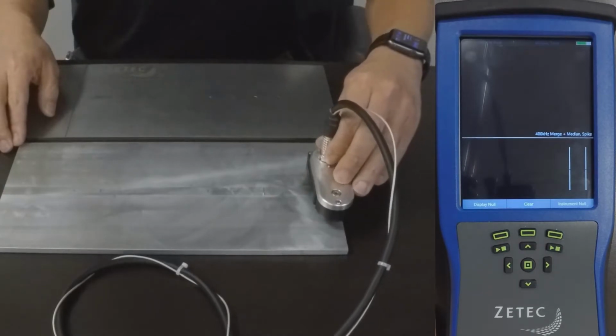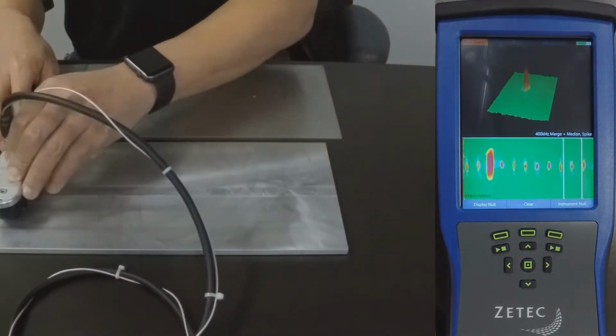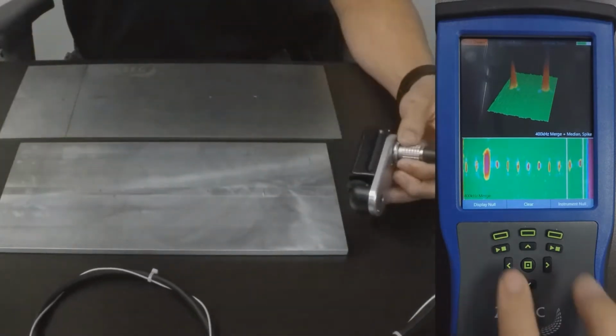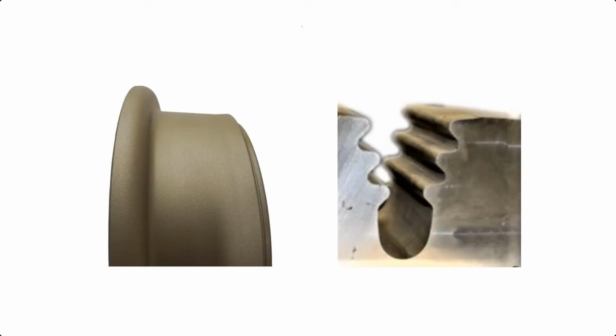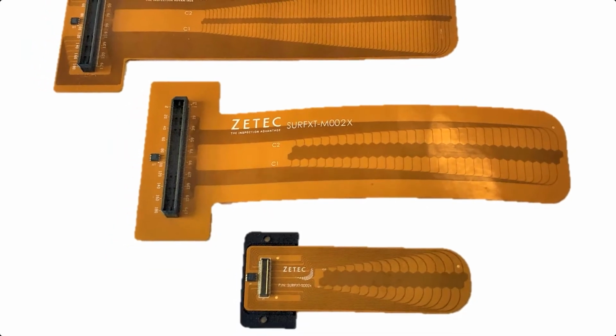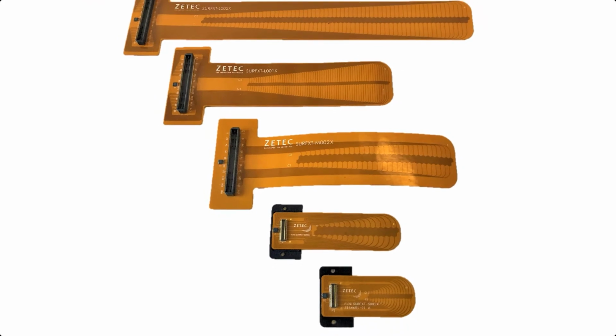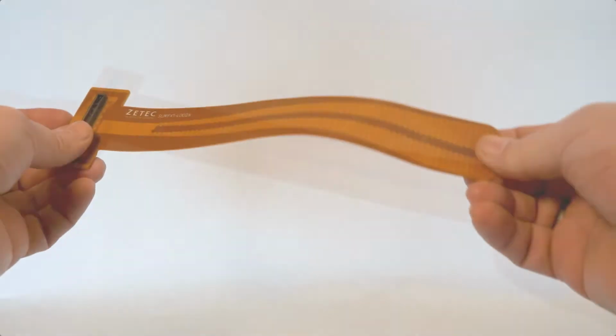Eddy current array, or ECA, is quickly becoming the method of choice over MT and PT for surface crack detection in many applications. However, surfaces with tight curves and bends have always been a challenge. Zetec's line of ECA tape probes with as many as 128 individual coils for larger coverage area helps to access more of these difficult surfaces.